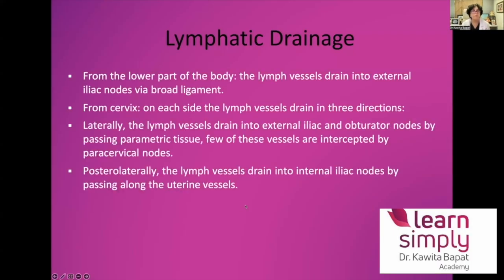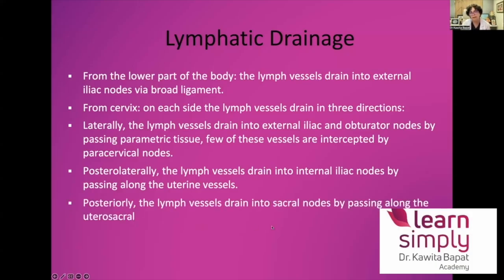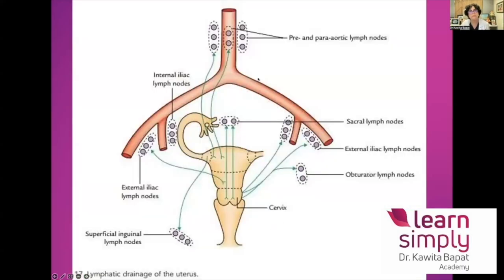So this is very important, and for the lower part, the cervix, the lymphatics drain directly in 3 directions. Laterally, the lymph vessels drain into the external iliac and obturator nodes passing through the parametrial tissue, and posteriorly the lymph vessels drain into the internal iliac nodes, and again posteriorly they drain into the sacral nodes by passing along the uterosacral ligaments. So this is the drainage system. When we talk about the cervix, it goes in 3 directions. Either it will go to the external iliac lymph nodes, it can go to the inguinal lymph nodes, and the third can go to the obturator lymph nodes, and that can go to the internal iliac lymph nodes. So we should know about the lymphatics.